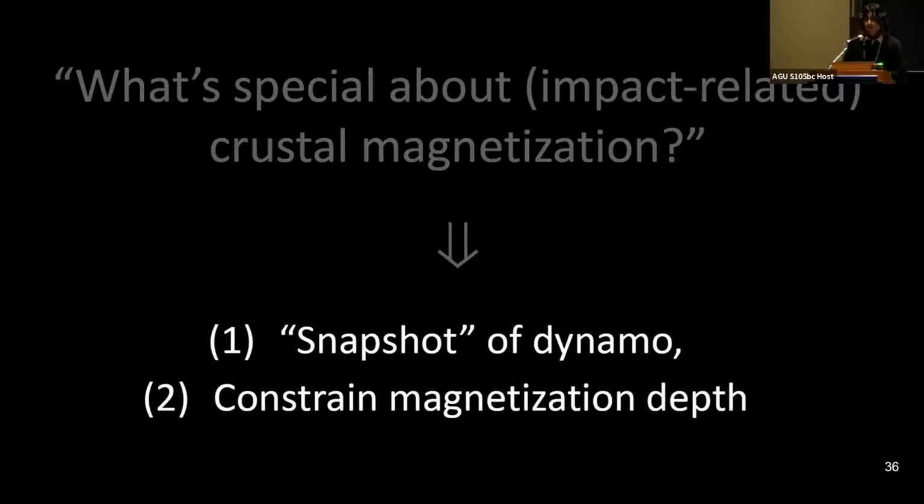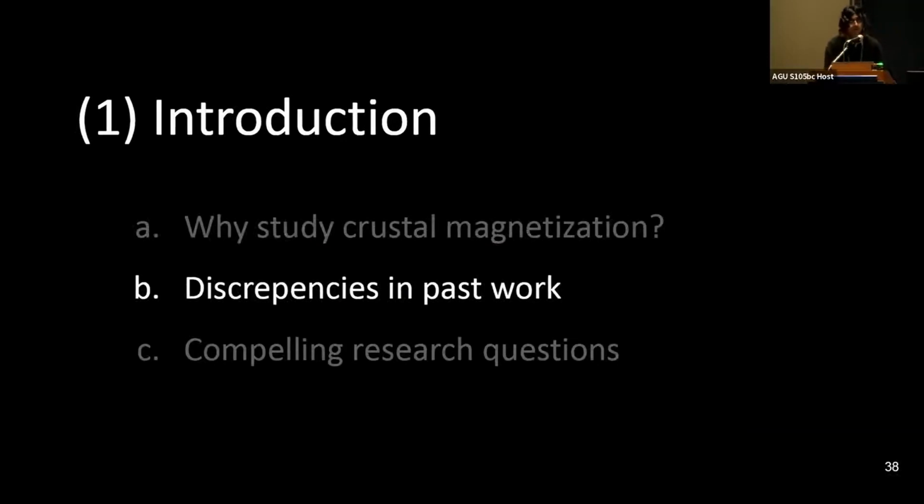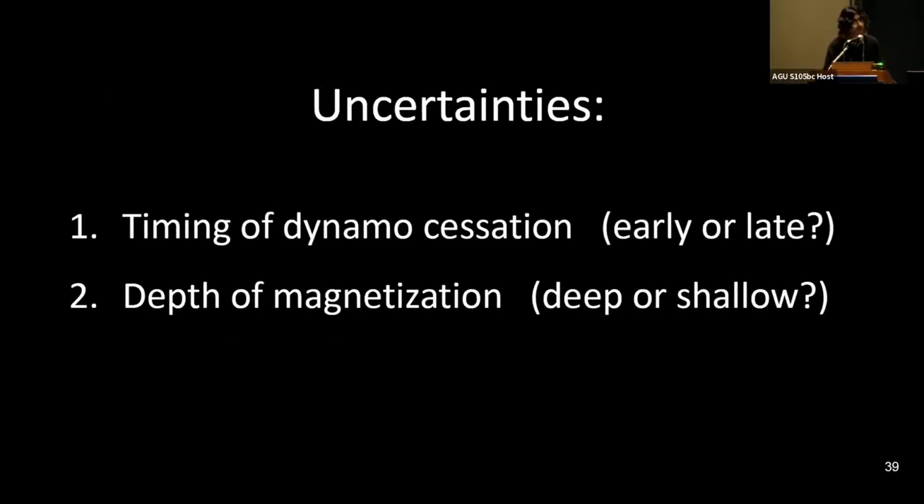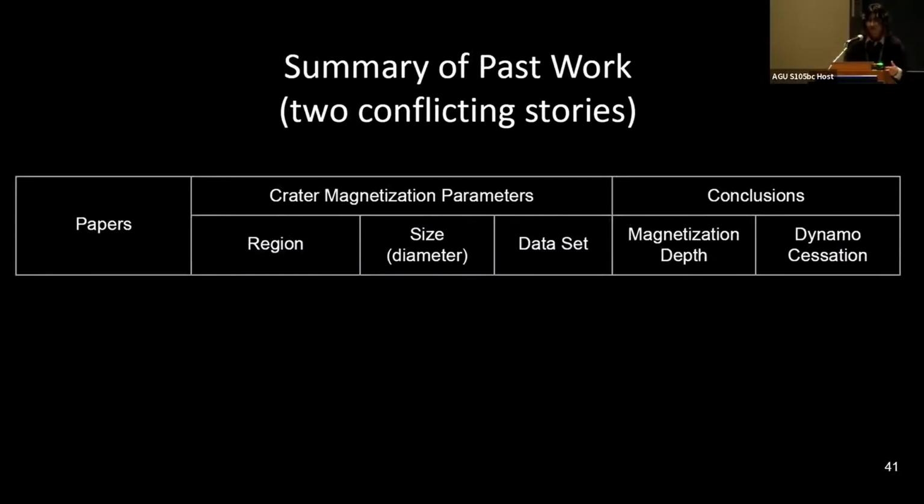To reiterate, the reason we're looking at crustal magnetization through the lens of impacts is to get pictures of the dynamo over time to hopefully understand when it died, and also to constrain the magnetization depths. Those are the 2 questions we'll be answering. Now we can move on to discrepancies in past works. Again, we have these 2 questions of dynamo cessation timing and depth of magnetization. I'll talk about papers in the past, the search parameters that I've been using for impact-induced demagnetization, and the conclusions that I've come to.